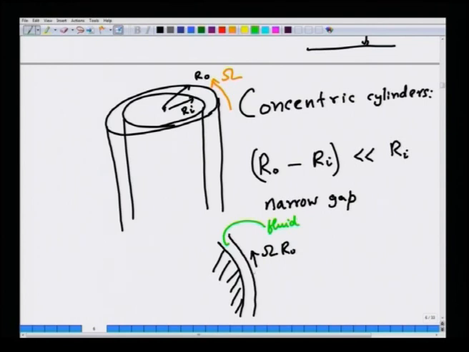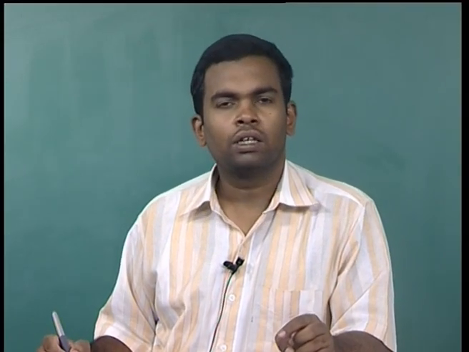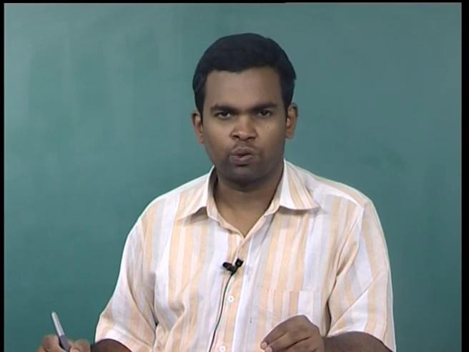Now, in the narrow gap limit, locally it will appear as if this is like a planar Couette flow with one plate stationary and the other plate moving. So, you can use this simple solution locally even in cases where the two plates are not parallel to each other. If the gap between the two plates is narrow, then locally the velocity profile will be just the planar Couette flow velocity profile which we just derived.